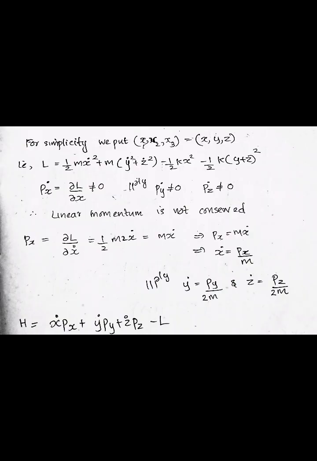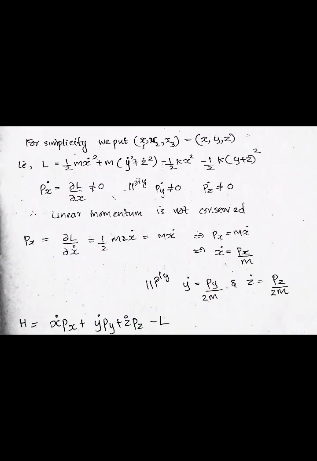Then similarly px is equal to, we know, dou L by dou x dot, that is equal to half into m into 2 into x dot, that is equal to m x dot. That means px is equal to m x dot, that is x dot is equal to px by m. Similarly y dot is equal to py by 2m and z dot is equal to pz by 2m.